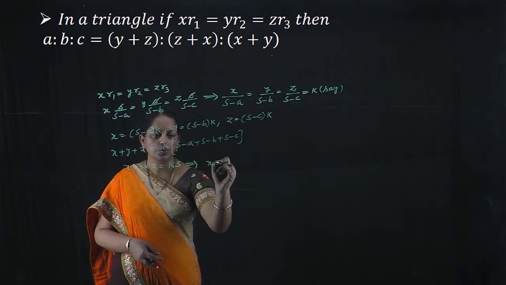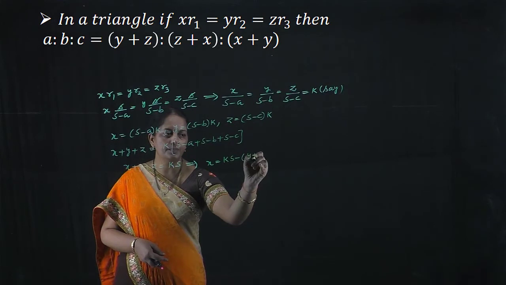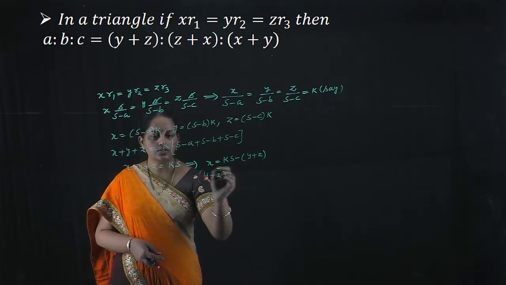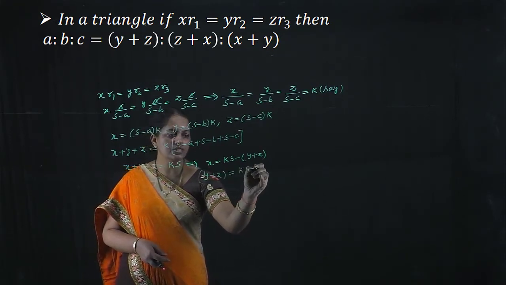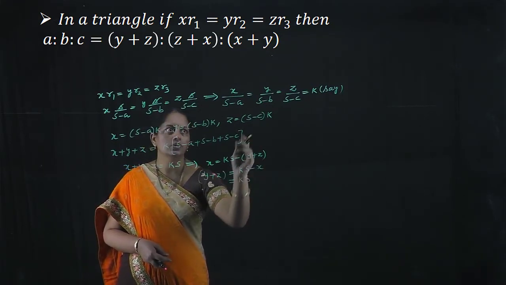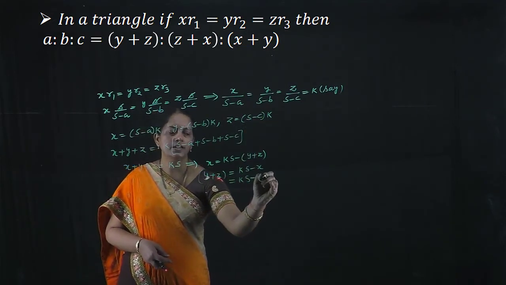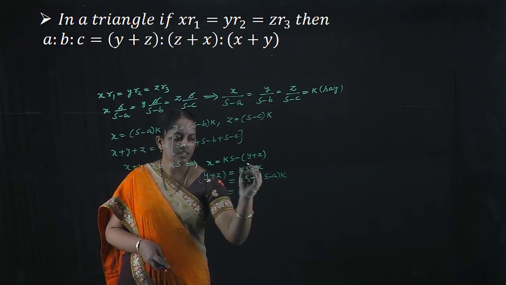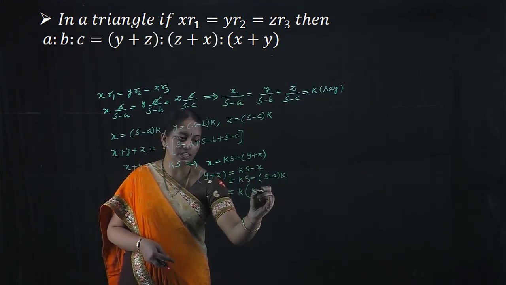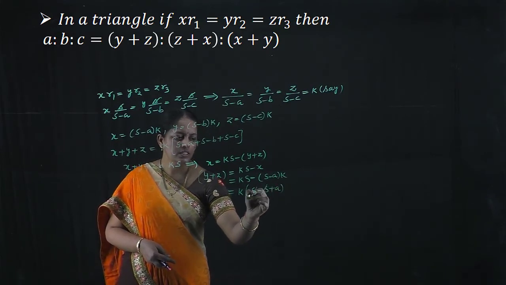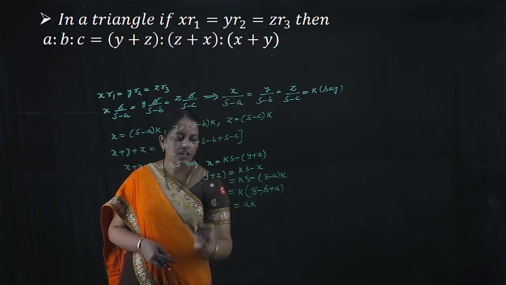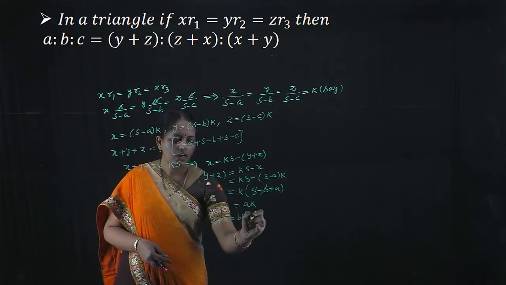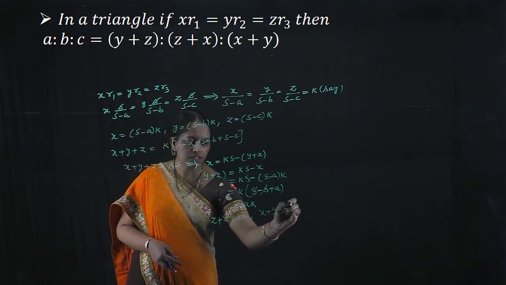y plus z is equal to ks minus x. Here x means s minus a into k. So by taking k as common, we get k times of s minus of s minus a, that is minus s plus a. Okay, the s's cancel, this is ak. Similarly, we get z plus x is equal to bk and x plus y is equal to ck.